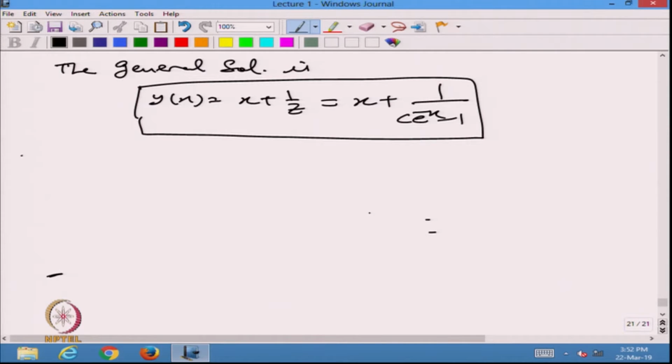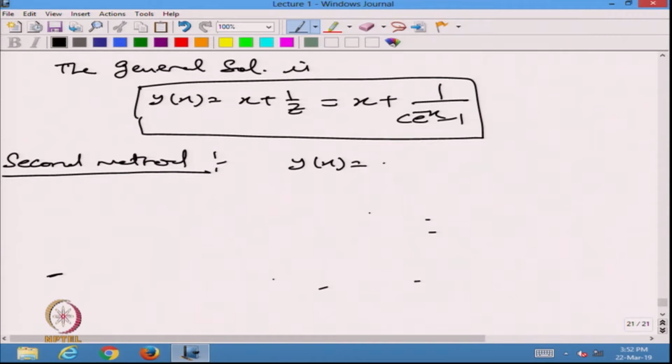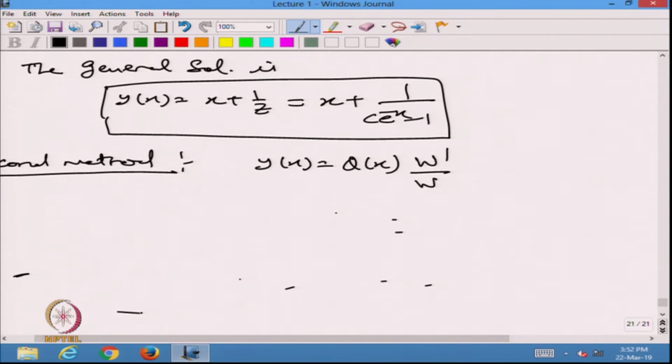I have another method, the second method. Now, I take the transformation y(x) = some function Q(x) multiplied by w'/w. This is also a function of x, where Q(x) is some known function. So, this is my transformation, and w is the solution of the reduced problem.